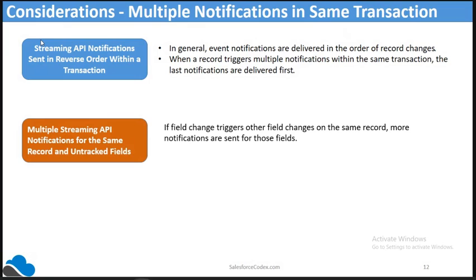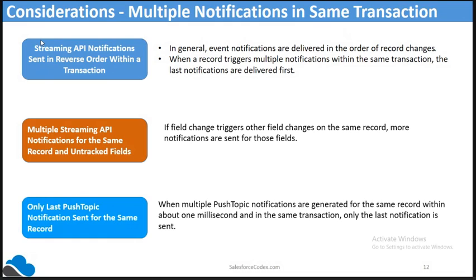If your same record is updated in multiple scenarios, like in the same trigger call you are updating your record itself, then basically the same record is being updated multiple times. In that case, a notification is sent for all those changes. Okay.